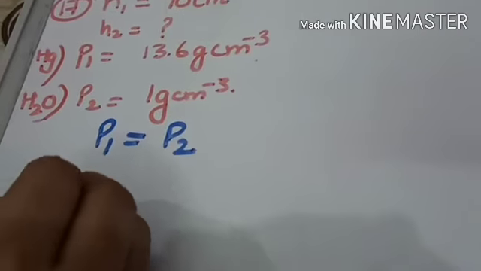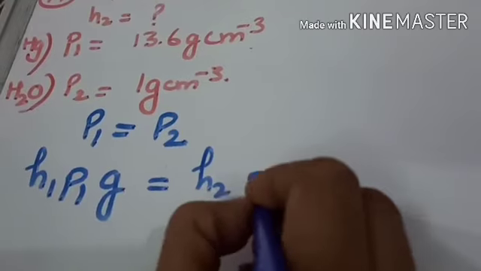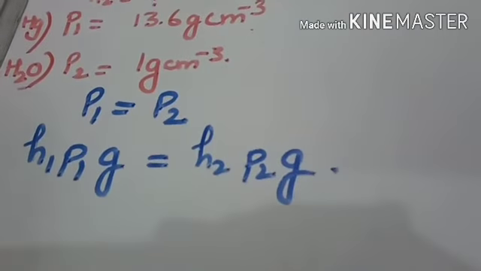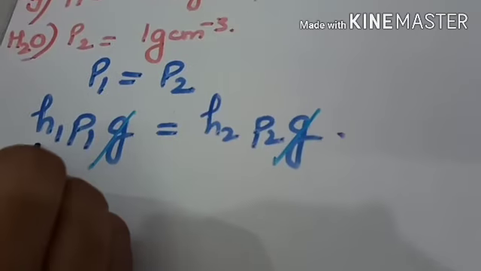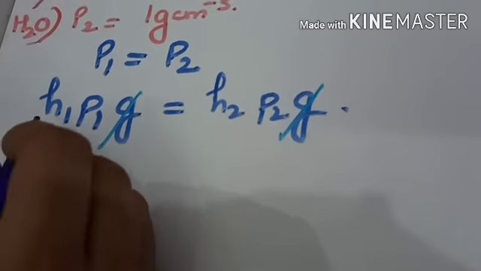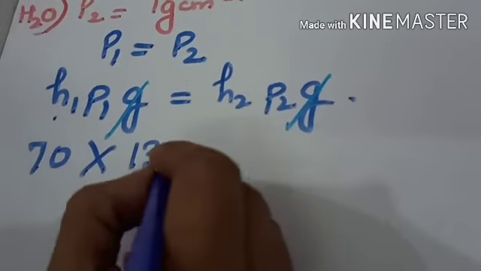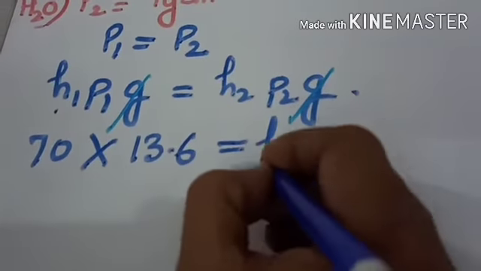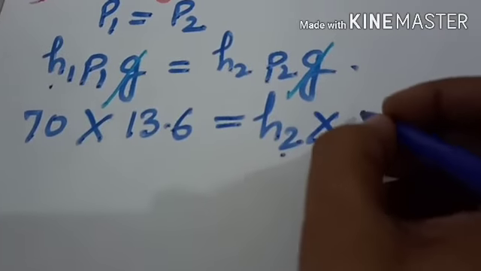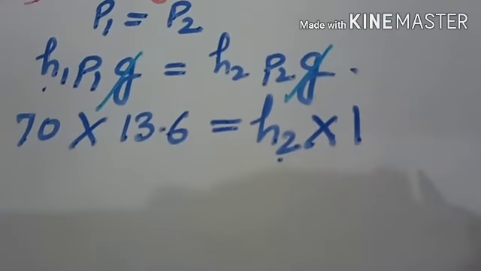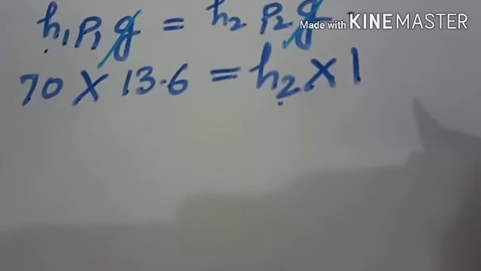So the formula is H1 rho 1 G equals H2 rho 2 G. Now the G will be cancelled. H1 is the column height of the mercury, that is 70 centimeter. Density of mercury is given, 13.6. We have to find the height of the water column H2, and the density of water is 1 gram per centimeter cube. That is known to us. It will not be given in the question.